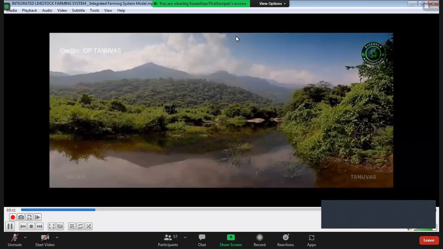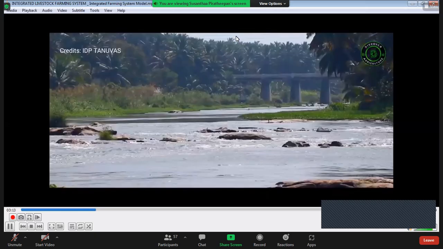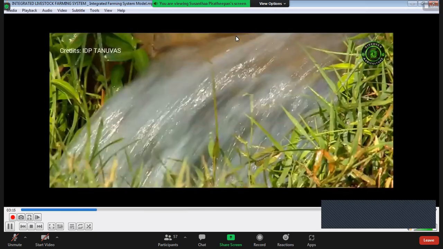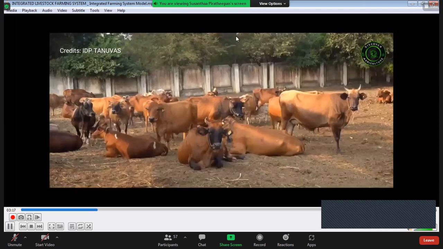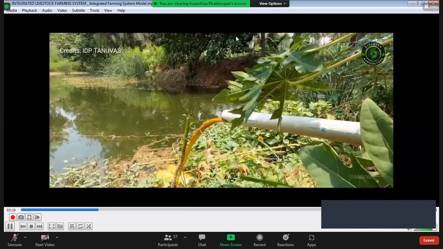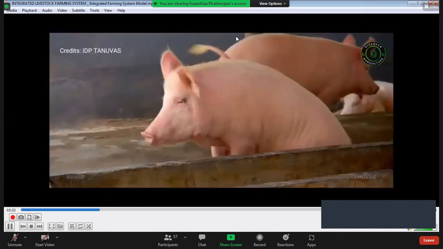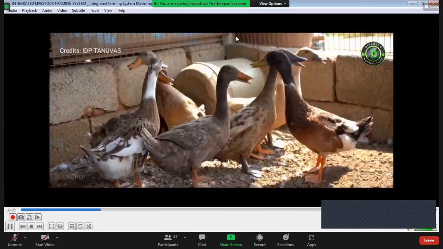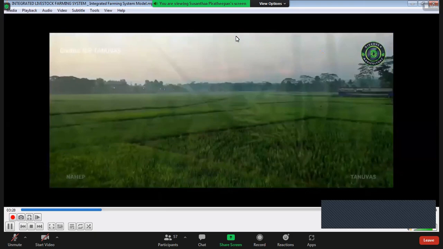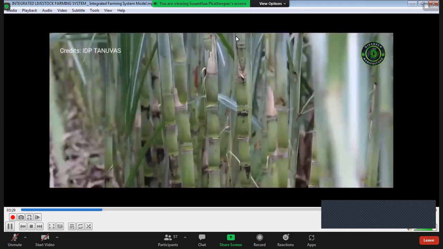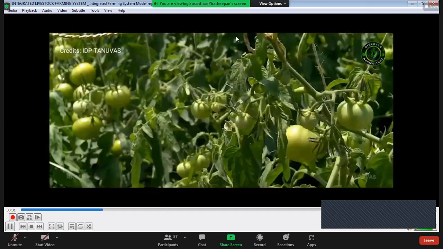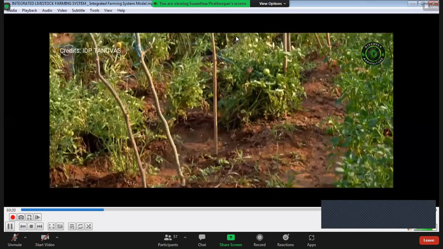In the case of irrigated conditions with adequate water facilities, integration of dairy cum fish culture along with other allied enterprises like piggery, duckery, poultry, crop production, namely paddy or sugarcane, along with vegetable cultivation, is the ideal proposition.